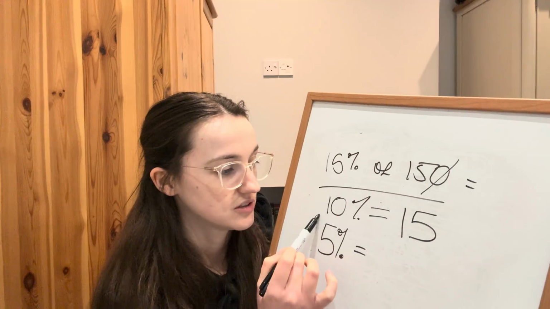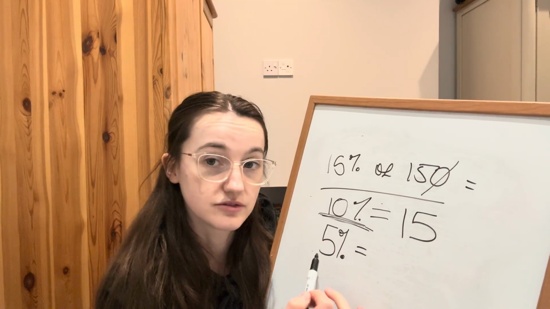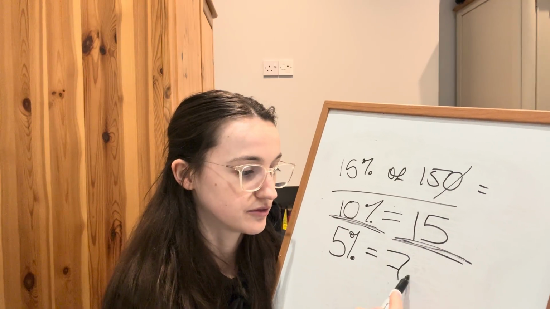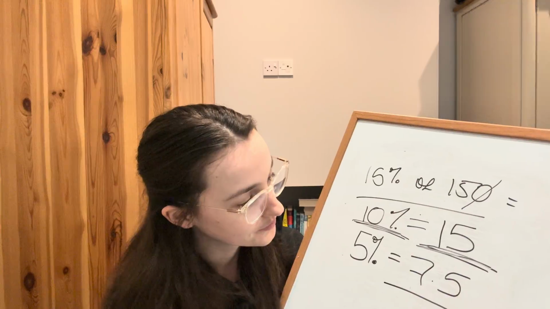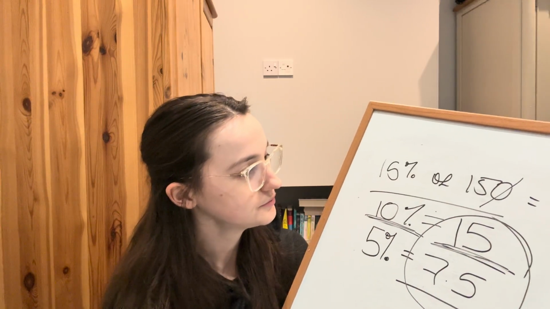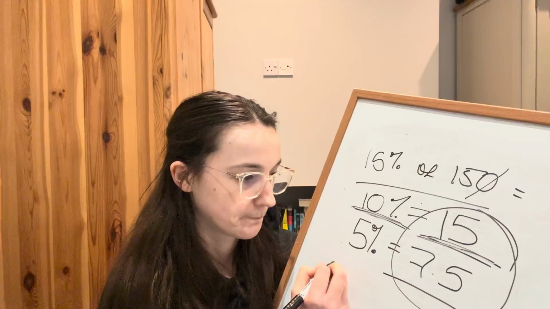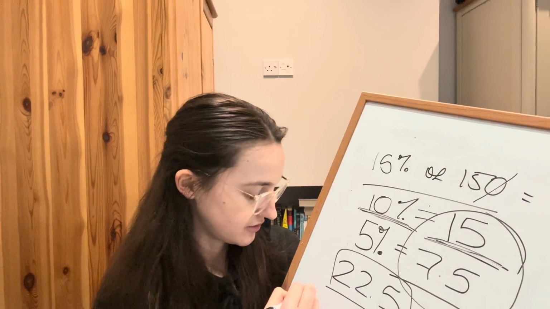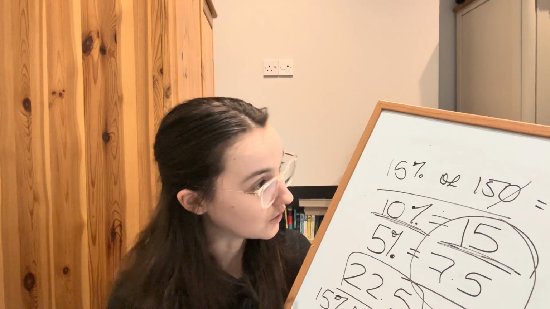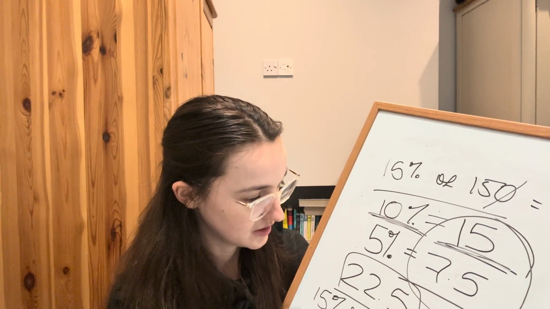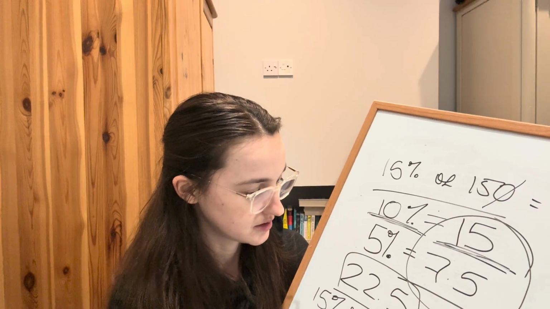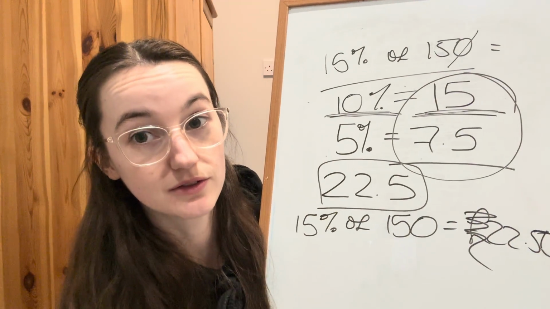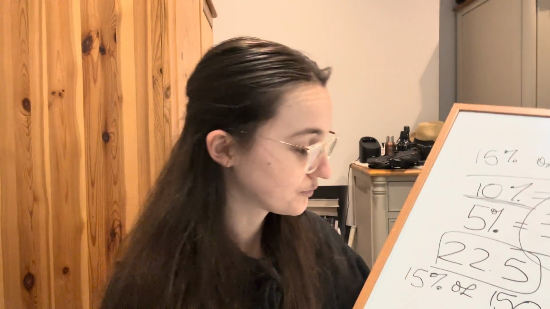So what you do, you just half 10%, because half is 5%. So we're just going to half 15, which is 7.5. Now what you're going to do is add this up. Okay. And what do you get? 22.5. Perfect. So 15% of 150 is 22 pounds 50. Okay? Alright.